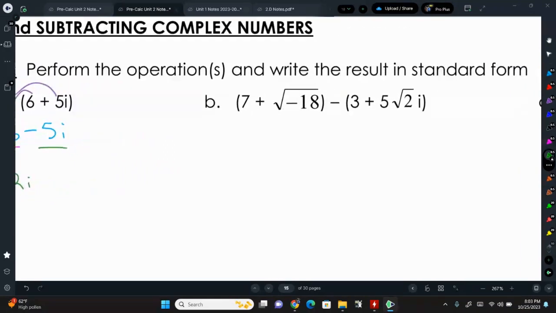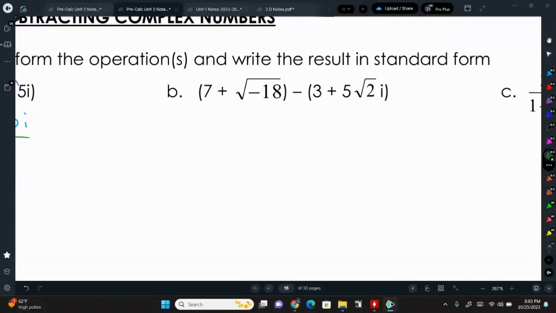Letter B, we have 7 plus the square root of negative 18 minus 3 plus 5 times the square root of 2i. Well, the square root of negative 18, we can't leave it like that. So 7 plus the square root of 18 can be written as 9 times 2. The square root of 9 is 3, and we're left with 2 on the inside. And because it's a negative square root, we have i that comes on the outside. Distribute a negative to each of these. So we have negative 3 minus 5 times the square root of 2i.